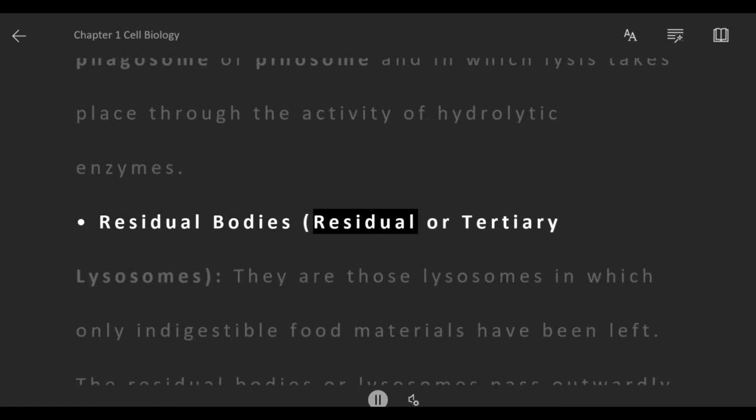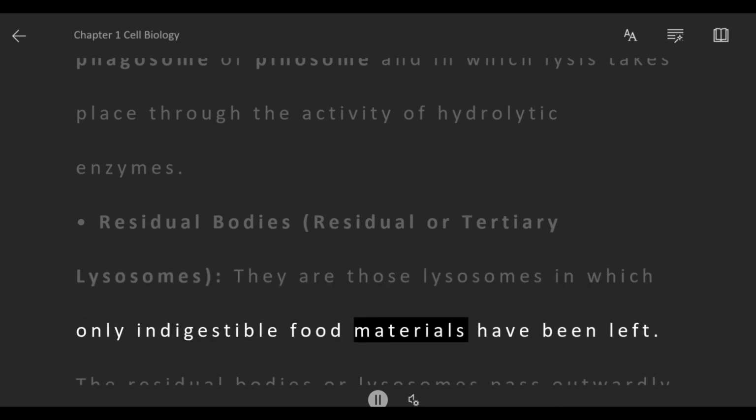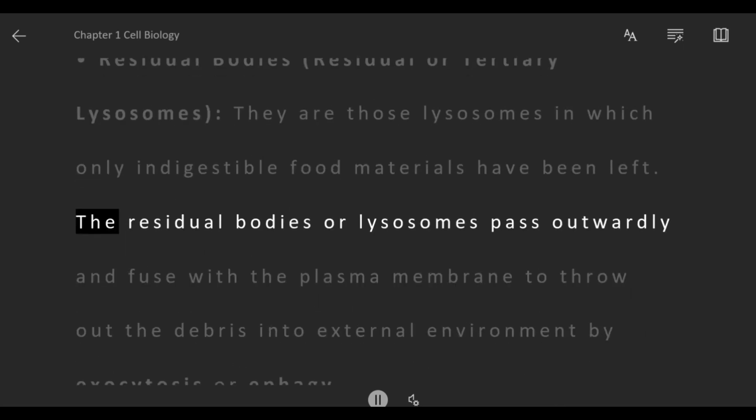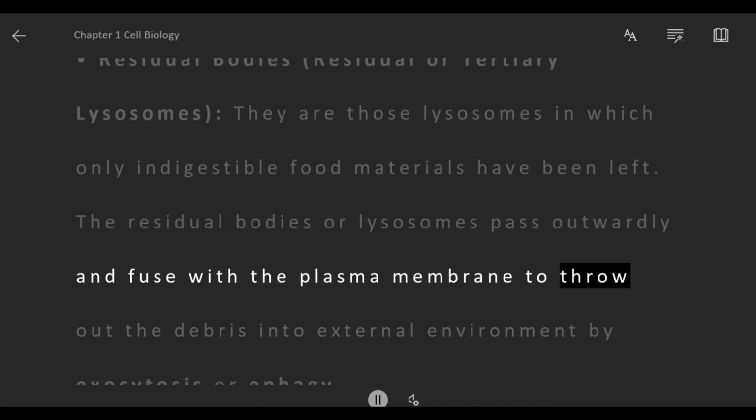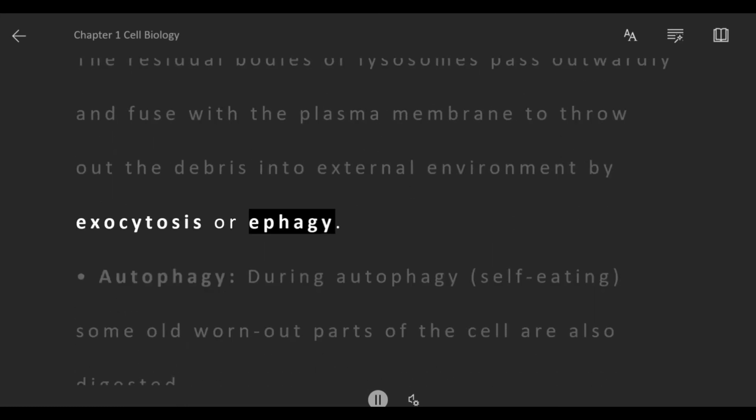Residual bodies. Residual or tertiary lysosomes are those lysosomes in which only indigestible food materials have been left. The residual bodies pass outwardly and fuse with the plasma membrane to throw out the debris into the external environment by exocytosis or egestion.